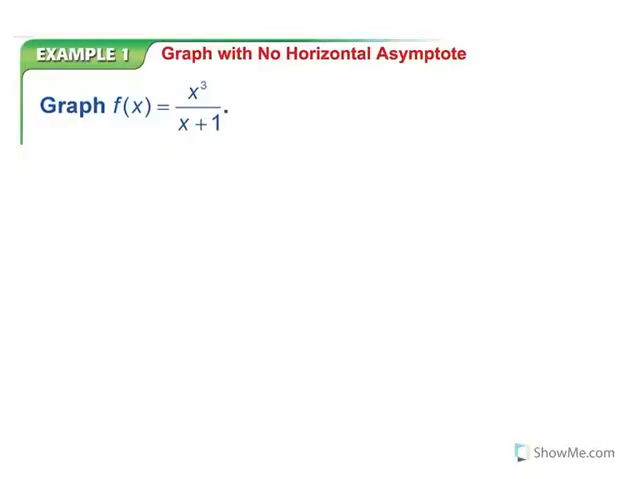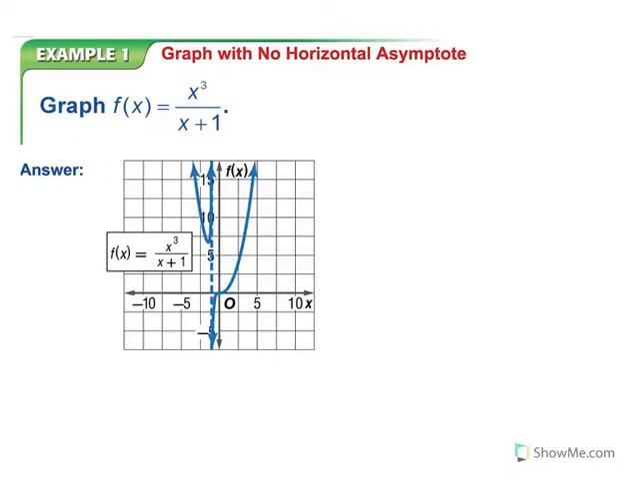Alright, so example 1, we're going to graph f of x is equal to x cubed divided by x plus 1. You can always check in your calculator, but sometimes it's easier to see what your horizontal and vertical asymptotes are without actually graphing it in your calculator. So you actually end up getting this really weird looking graph.